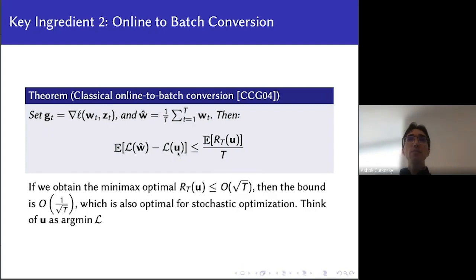But when you start thinking about online to batch like this, you should think of U as being the argmin of the L. Right? That's sort of the U that makes this left-hand side as big as possible, so it makes this bound as useful as possible. And so this statement is really what drives interest in online learning to a large extent, I would say, because this bound allows you to fairly easily generate a 1 on root T, which is an optimal stochastic optimization guarantee.